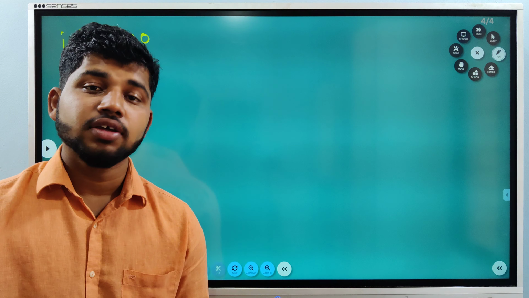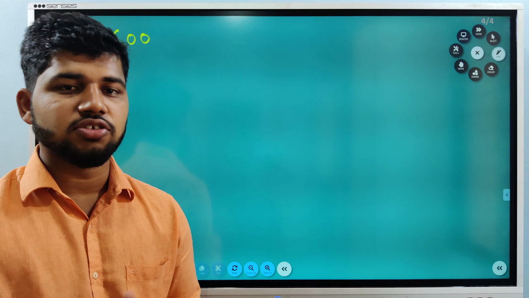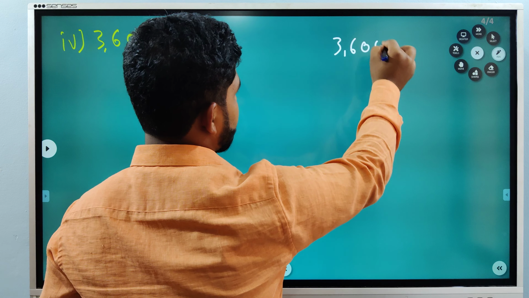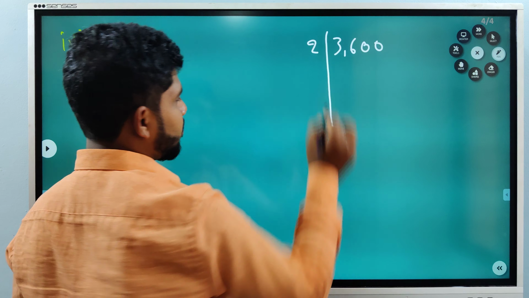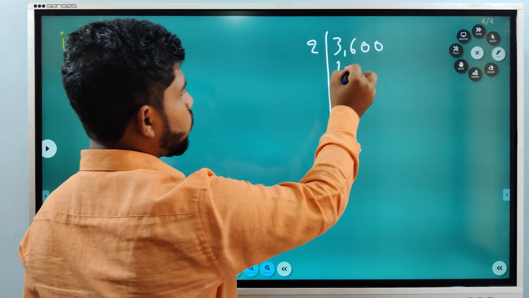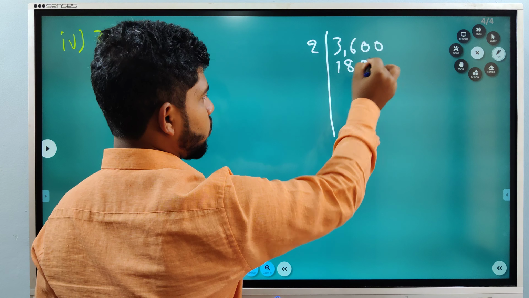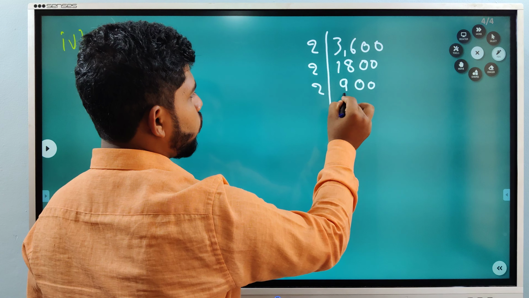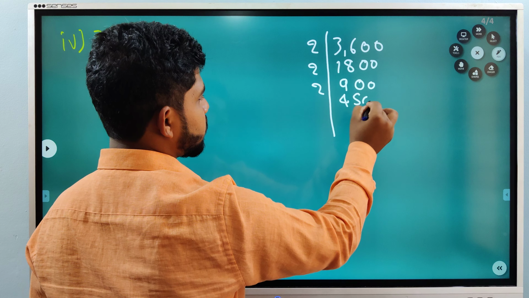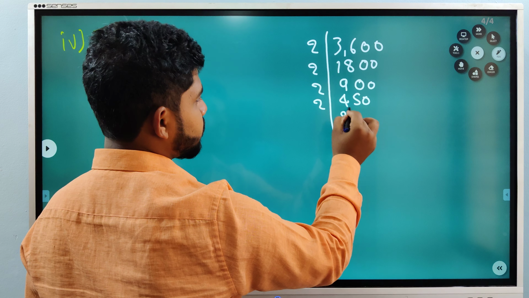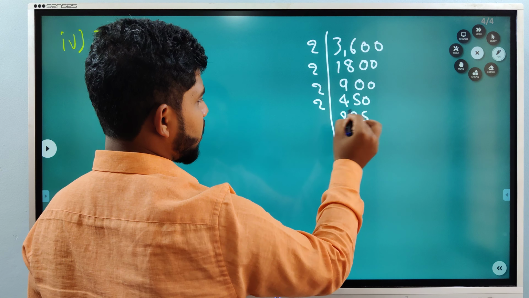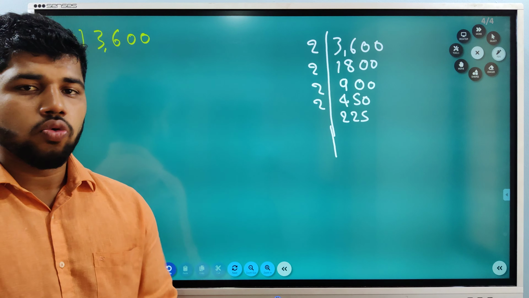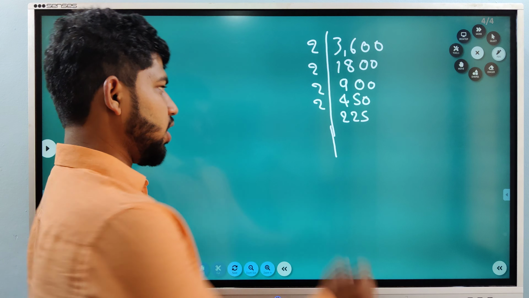3600. By using the prime factors, we are going to find the factors. Now 3600. We are taking the first number 2: 2 1 ja 2, 2 8 ja 16, and 2 9 ja 18, and 2 4 ja 8, 2 5 ja 10, and 2 2 ja 4, 2 2 ja 4 and 2 5 ja 10. Now 225 cannot be divided by 2. That's why we are taking another prime number, 3.